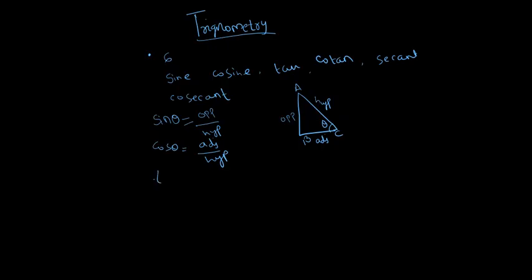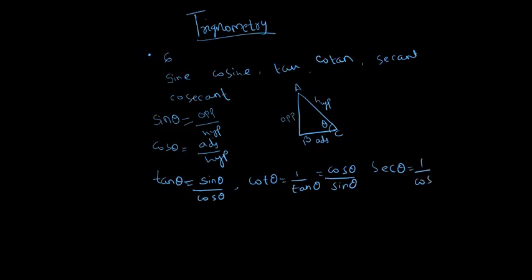So tan theta we can write as sine theta by cos theta, and cot theta will be written as 1 by tan theta, or we can say cos theta by sine theta, and secant will be the reciprocal of cos, so 1 by cos theta. Then cosecant will be the reciprocal of sine, that is 1 by sine theta. So using these definitions we can go further.